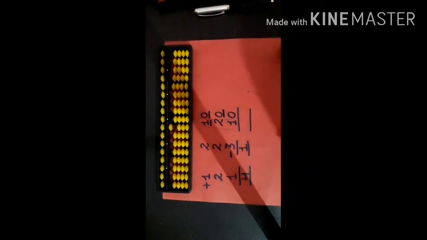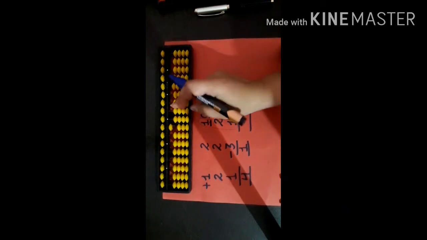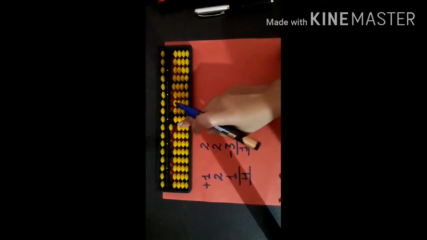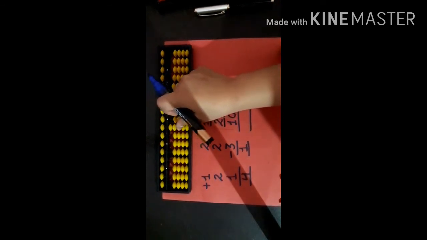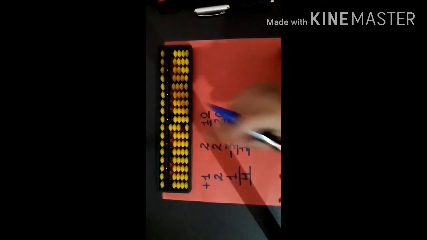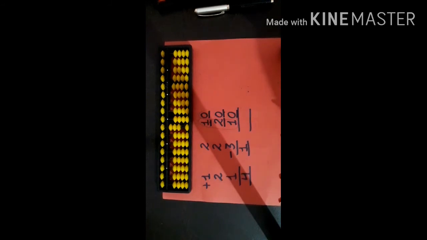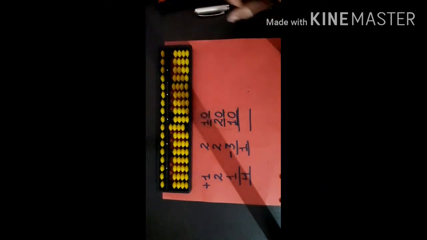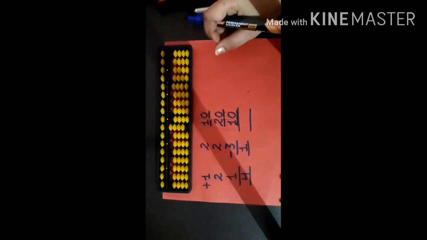Now again number is 0. 0 means nothing, so nothing in this rod, first rod. Your second number is 2, so 2 in second rod. 1, 2. Now again 0 in first rod, nothing. 1 in second rod. 1. Now what is your answer?